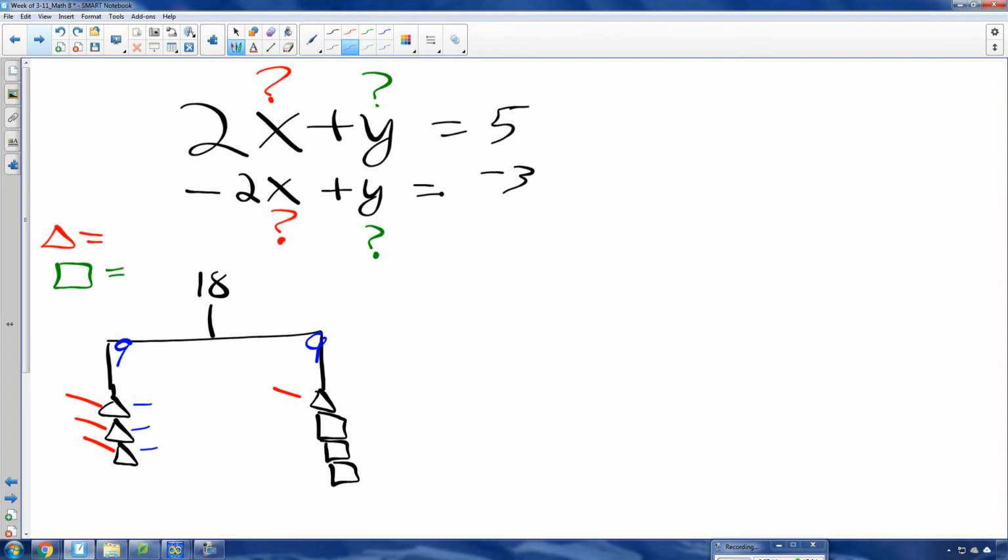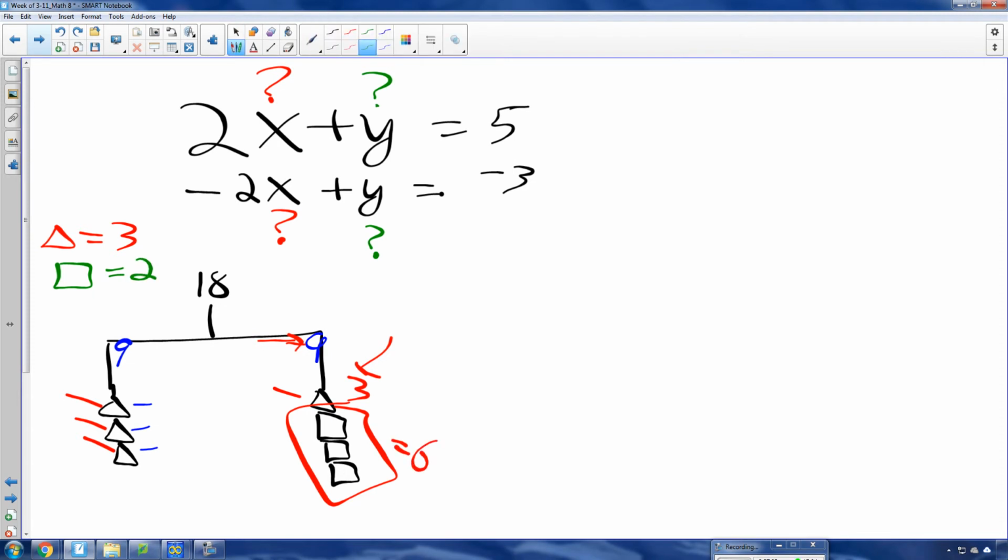Now, if that's equal to 3, how much is left? 6 for the squares, because this is 9 and 9 here. 9 take away 3, so this is worth 6. So if that's all worth 6, the square must be equal to 2.